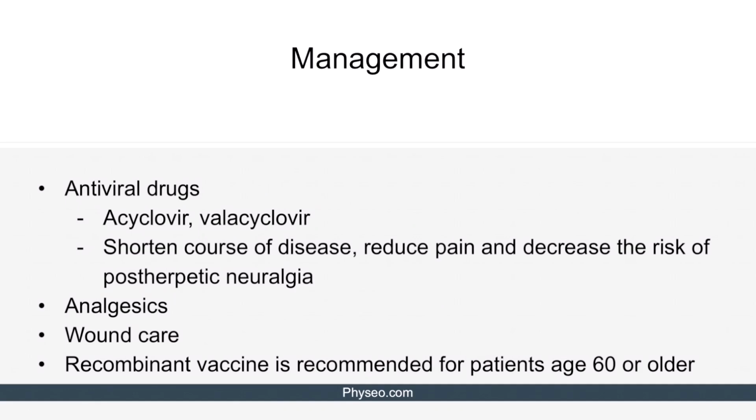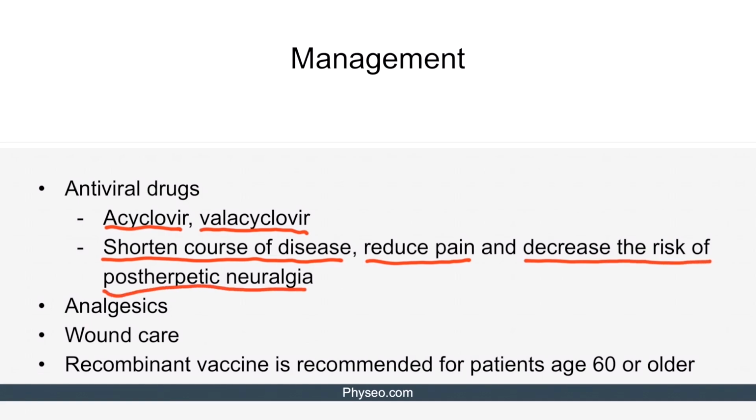Antiviral drugs, such as acyclovir and valacyclovir, should be prescribed within 72 hours of symptom onset. This shortens the course of the disease, it reduces pain, and decreases the risk of post-herpetic neuralgia. Now, as pain may be severe, it can be managed by analgesics, such as NSAIDs. As the skin lesions crust and may become necrotic, wound care is a must, and it should be cleaned regularly to prevent any secondary infections.